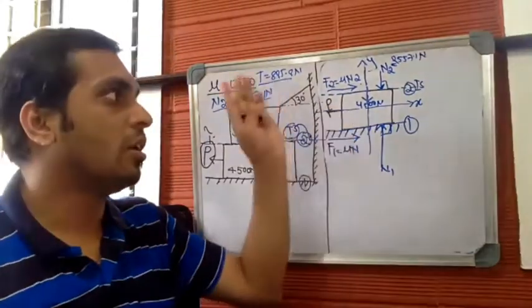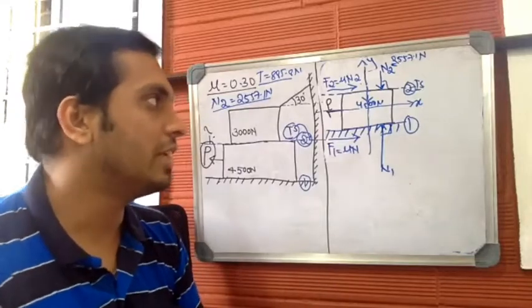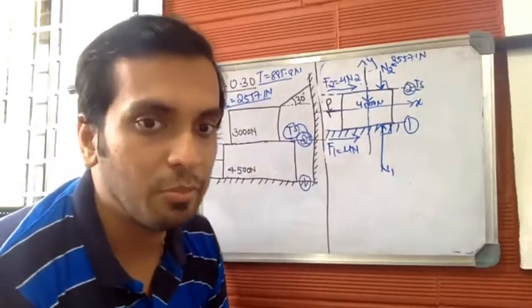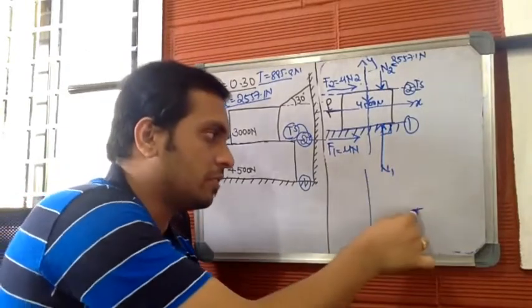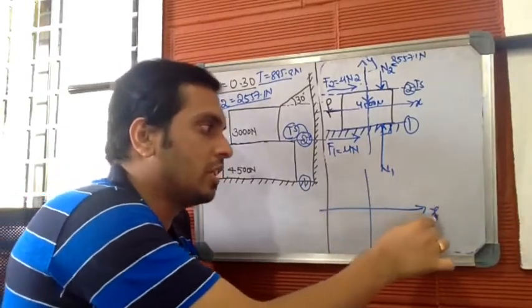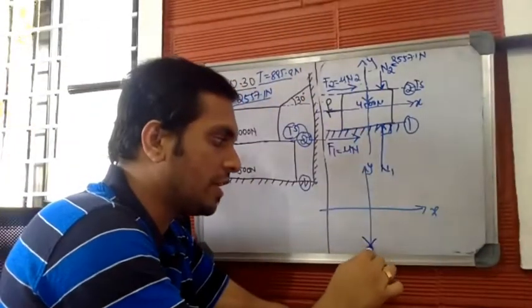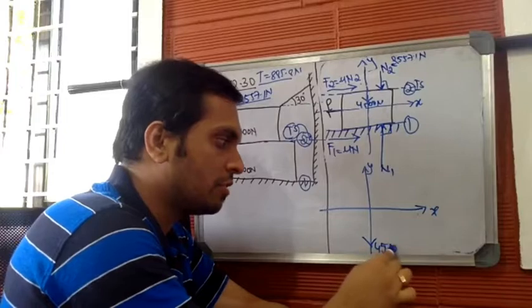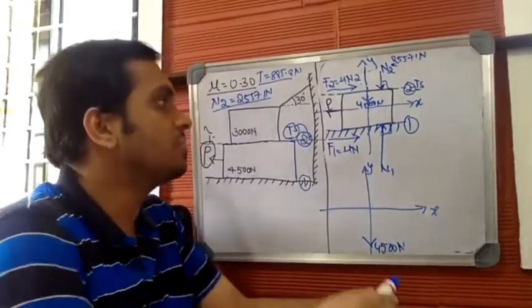So we have marked all the forces now, and we have to draw the free body diagram of this particular object. This is the second body. Let me draw the free body diagram here. Let this be the x-axis. Let me reproduce only the forces. I'll draw the self weight here. Let this be 4,500 newtons.